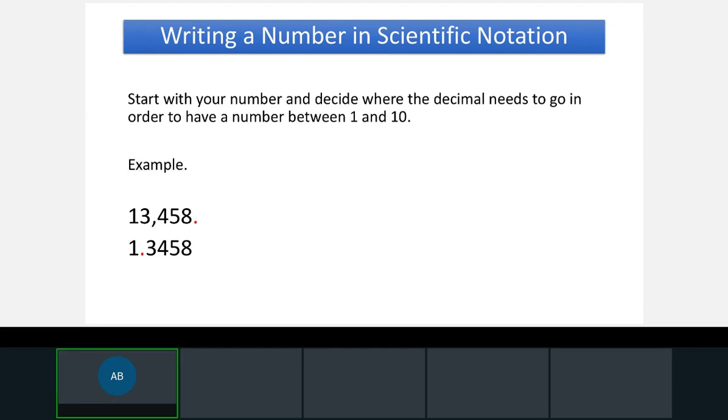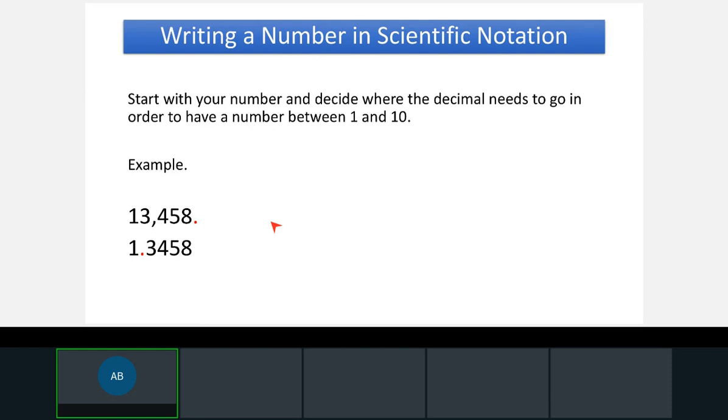Once we decided that it needs to go between the 1 and the 3, we need to talk about how we got it there. How many times did we have to move that decimal from where it started to where it is now? Students would be able to count that and tell me in the chat box or grab the microphone.